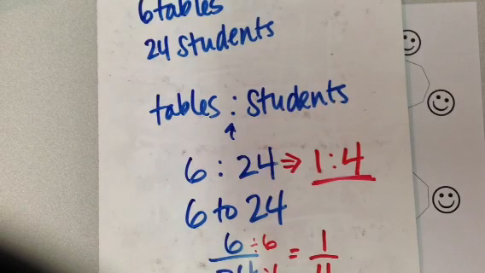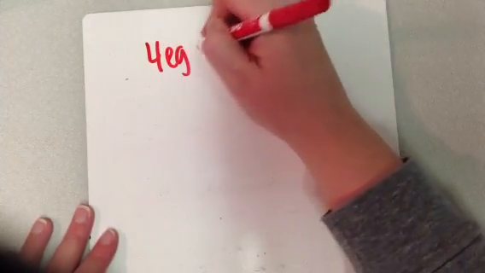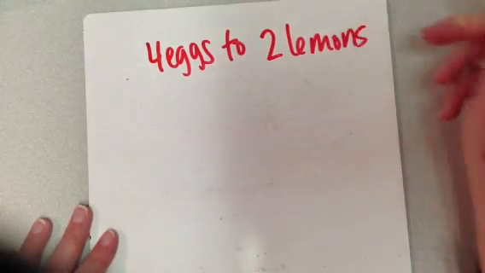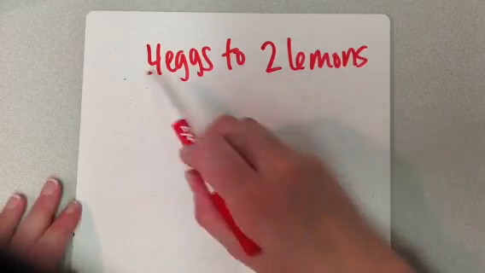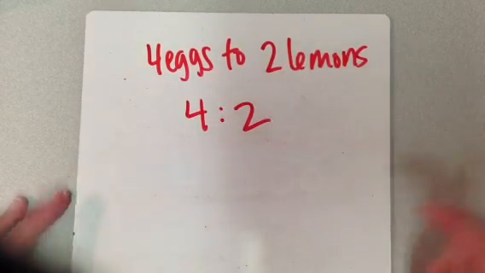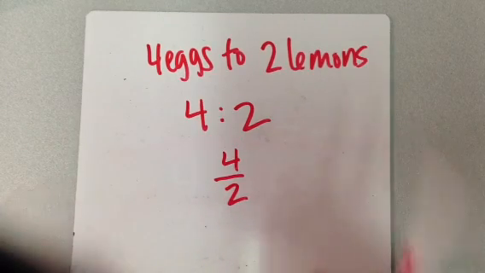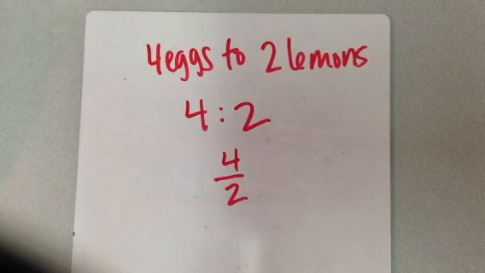Let's look at another example of a ratio with unlike things. Say I have a recipe that has eggs and lemons in it, and the recipe says that for every 4 eggs, I add 2 lemons. 4 eggs to every 2 lemons. That's what my recipe says. And if you see right there, I basically have my ratio already written. Or I could write it as a fraction. That's totally acceptable as well.